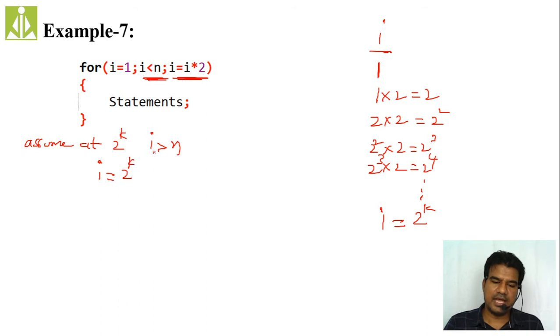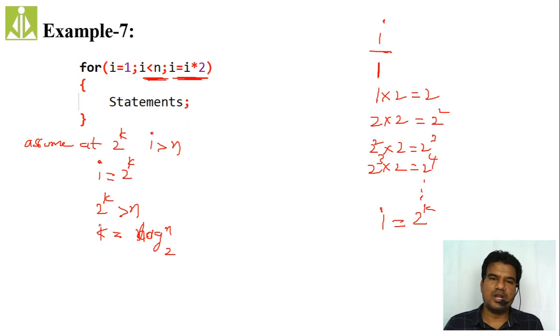Substitute this 2 power k into this equation. 2 power k is greater than n. Clear? So how can we get k? K equals log n to the base 2, isn't it? K is going down. So this will be applied to the logarithmic function, log n to the base 2.